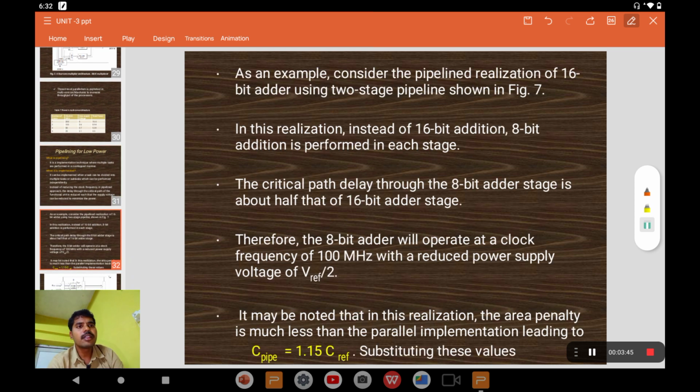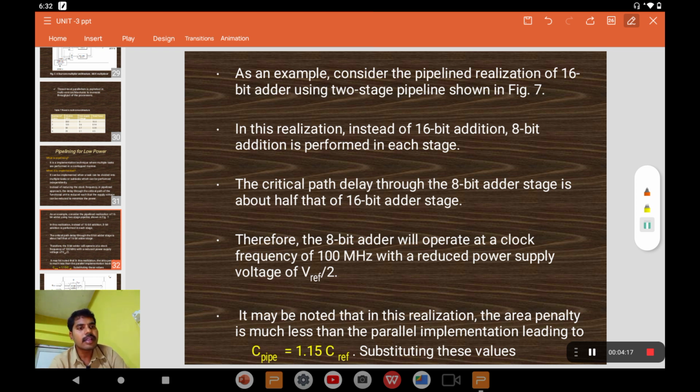Here is an example: consider the pipeline realization for a 16-bit adder using a two-stage pipeline process, shown in figure 7. We will see it later. In this realization, instead of realizing the 16-bit addition directly, we can perform it with the help of 8-bit adders. Previously, in parallel processing, we performed the addition with 16-bit adders, but in the pipelining process, the 16-bit addition can be performed with the help of 8-bit adders, right?